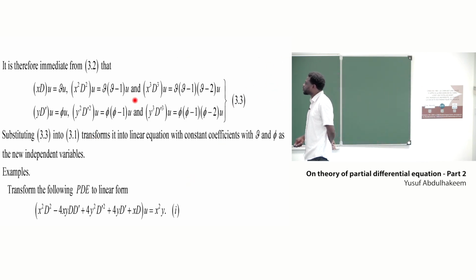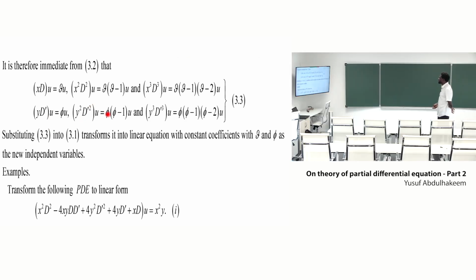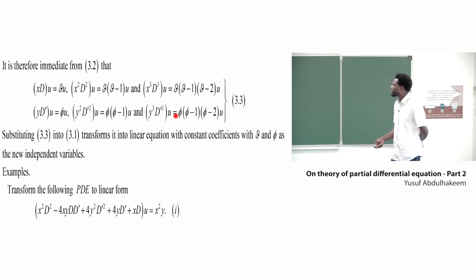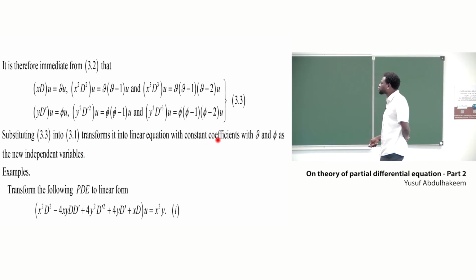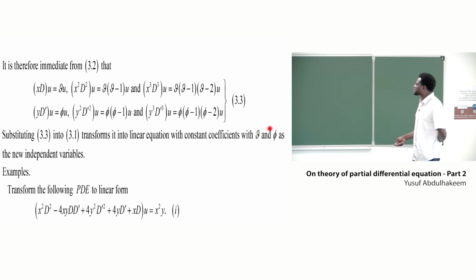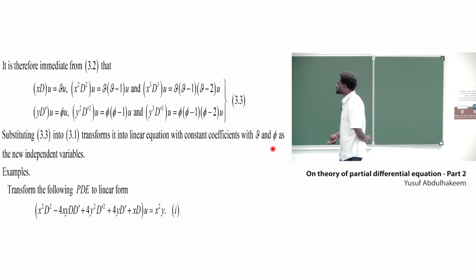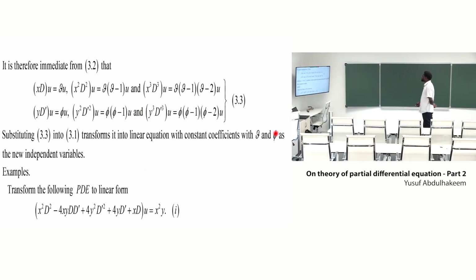And the same thing will happen for y. The only thing that changes is that the function is now phi, but not theta as we have here. And then we also have all this. So if you substitute all this into 3.1, which is the main equation, the equation transforms into a linear equation with constant coefficients, with theta and phi as the new independent variables, which means the independent variables x and y have now been transformed into theta and phi.